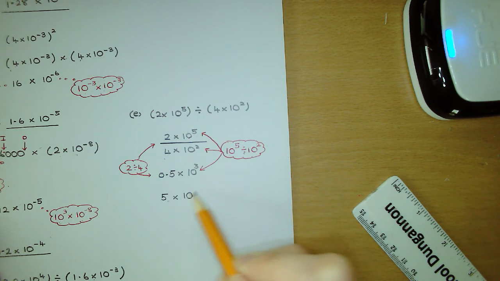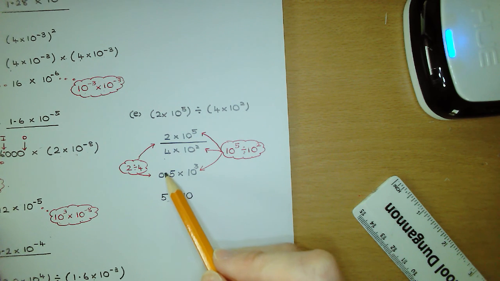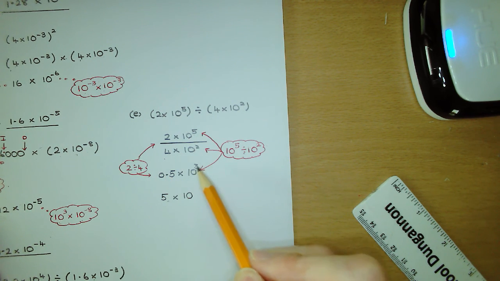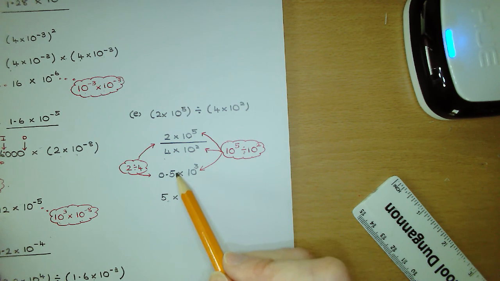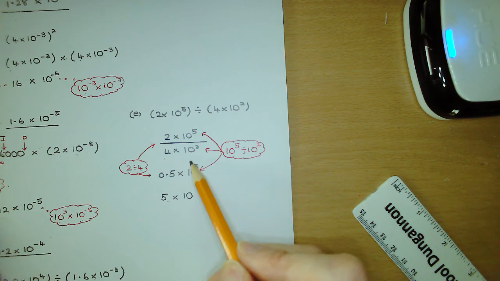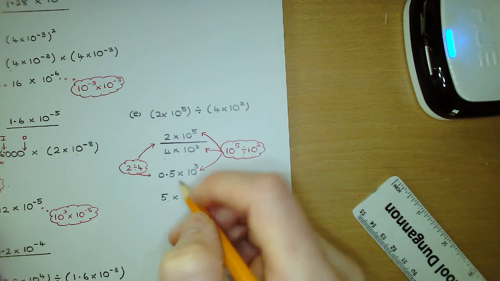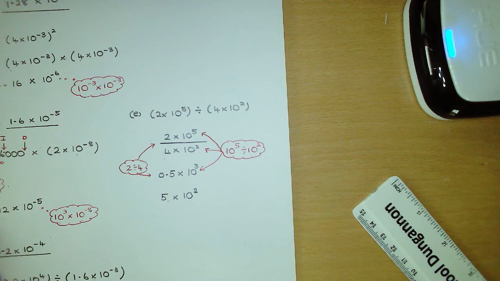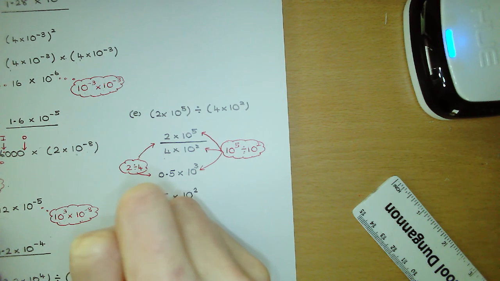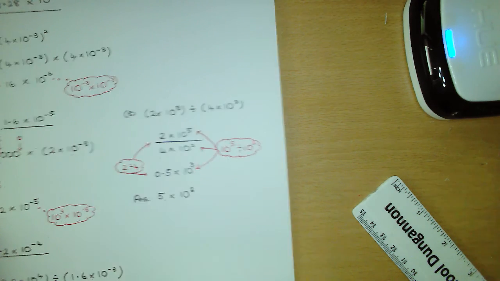But the power is going to change. Now, originally the inserted decimal point had to move 3 places to the right. But we've now pushed it 1 place to the right, so it only needs to move 2 more places to the right. So the power of 10 is now just going to be 2. And that's our final answer for part E.